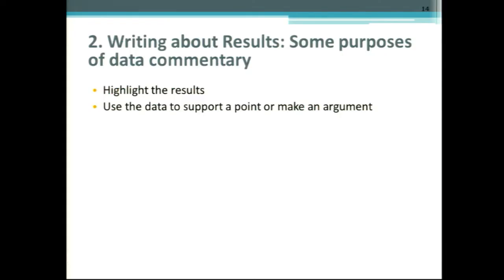Another thing you might do in a data commentary is to use this data to support the argument of your thesis, because you must have some sort of point you want to make in your thesis, right? And that data is there to support your point. So in your data commentary, you can say what data is supporting your point and making your argument.